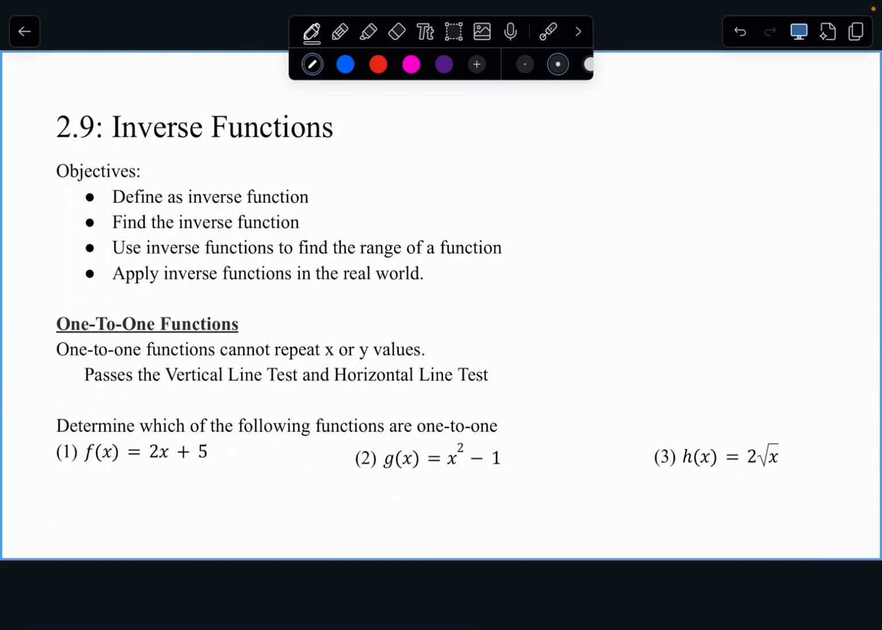Inverses. We've got one section left, and I'm going to try to just do the key points of this. Sound like a plan? Cool.